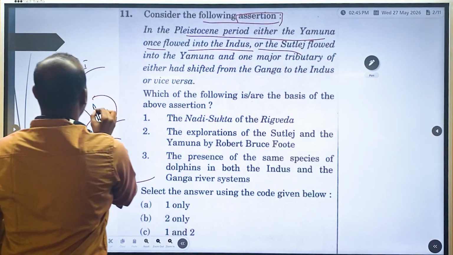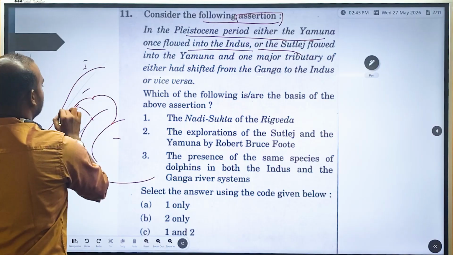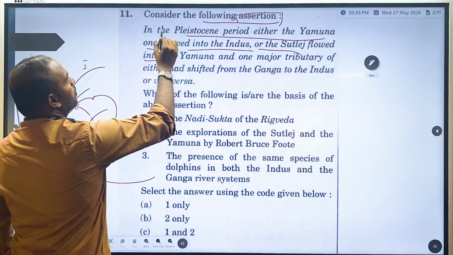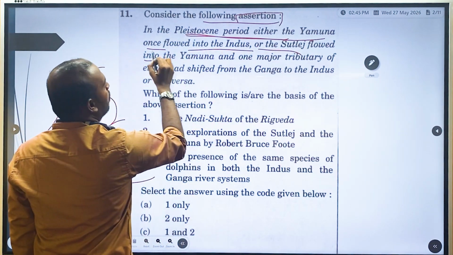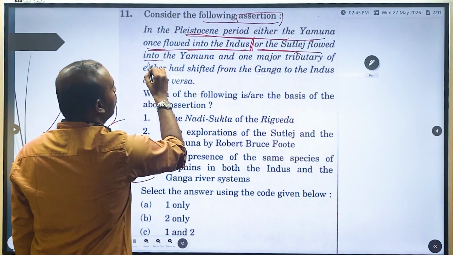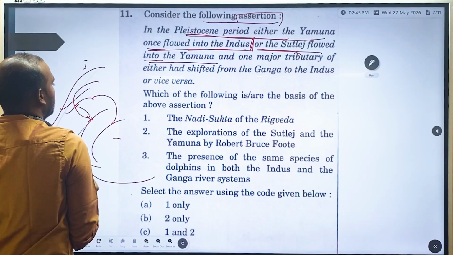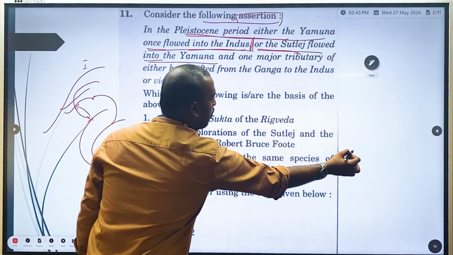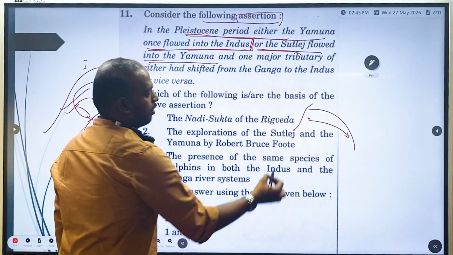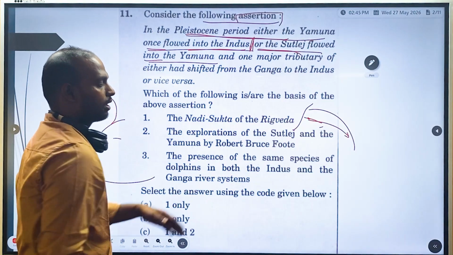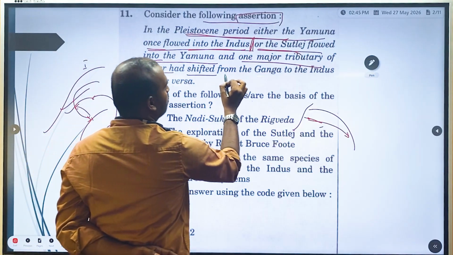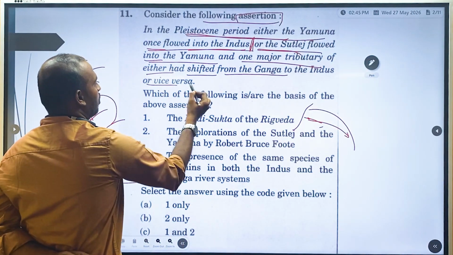And or the Sutlej. Sutlej is a tributary, okay. So in the Pleistocene period, either the Yamuna once flowed into the Indus, or the Sutlej flowed into the Yamuna. Point number one is Yamuna flowed into Indus, or else Sutlej flowed into Yamuna. Sutlej is a tributary of the Indus. And one major tributary of either had shifted from the Ganga to the Indus or vice versa.